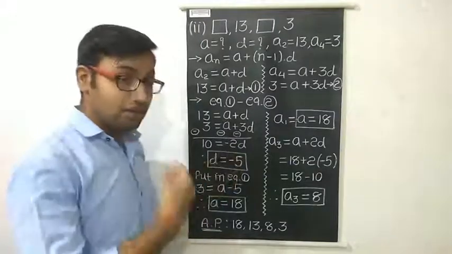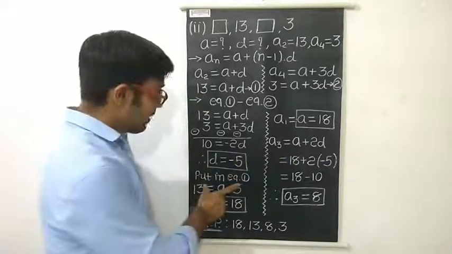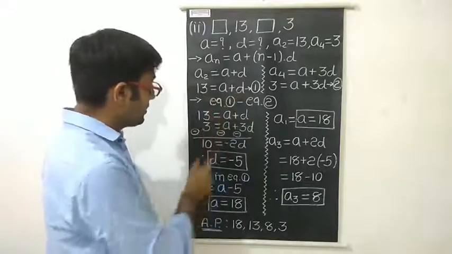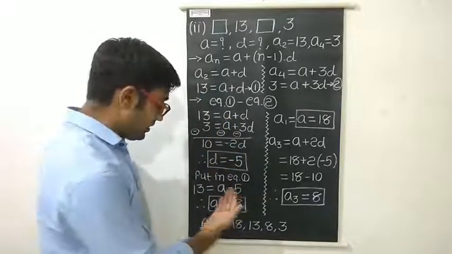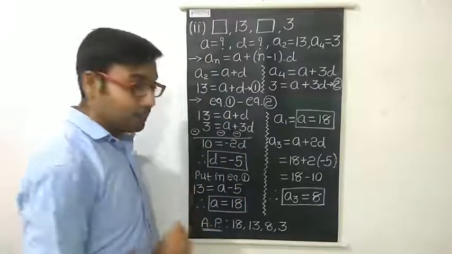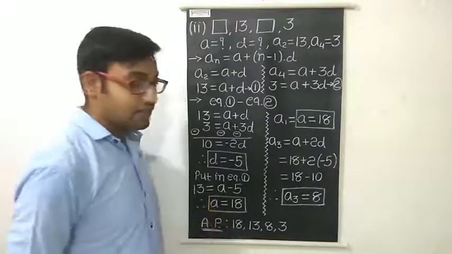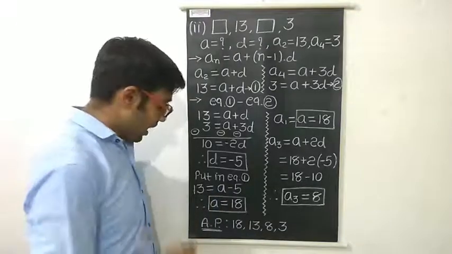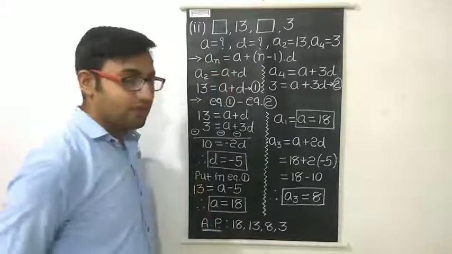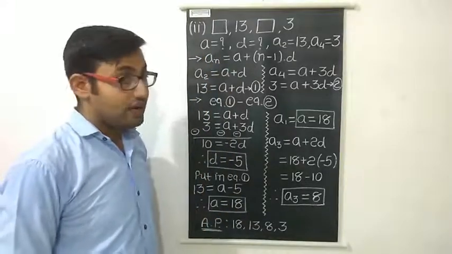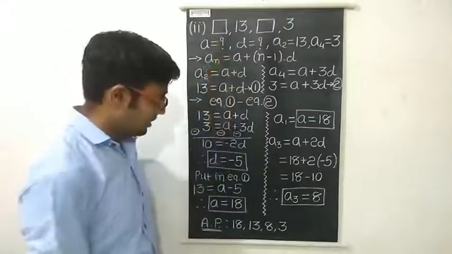Now to get the other variable value, that is of a, we can put this value in equation number 1. By putting it in equation number 1, we get 13 is equal to a, as it is, and d is equal to minus 5. Now by taking this 5 to the left-hand side, it will add with the 13. So we get 13 plus 5 is equal to 18. So a we get is equal to 18. So now we have the value of the first term, that is 18, and the common difference d is equal to minus 5.